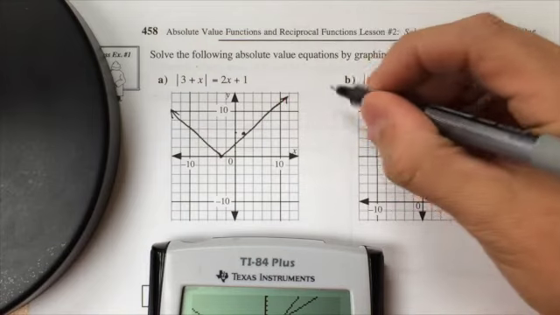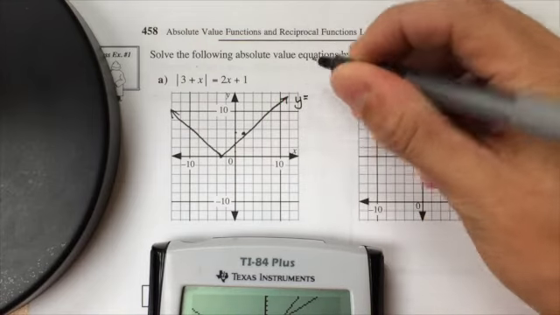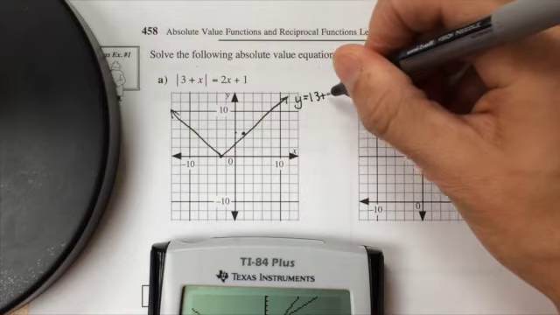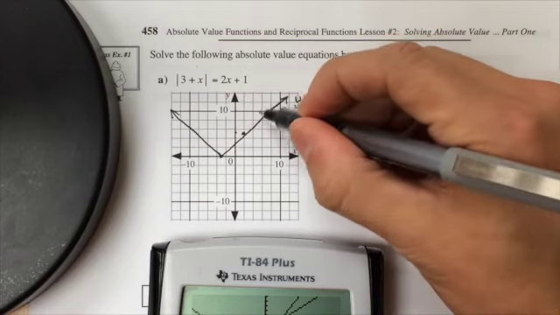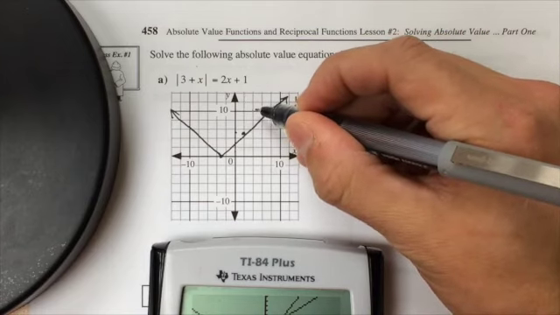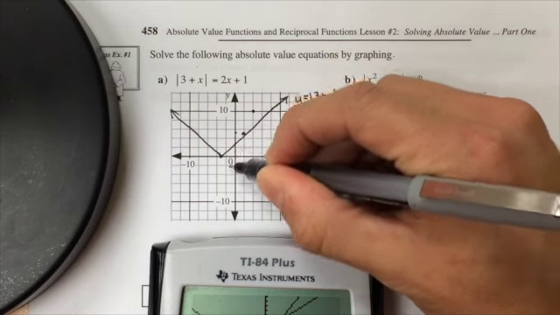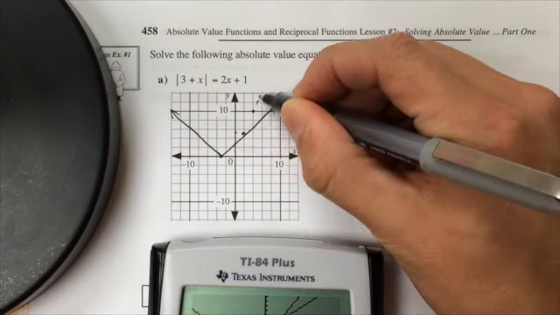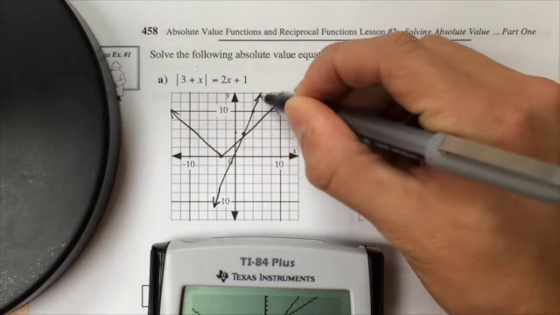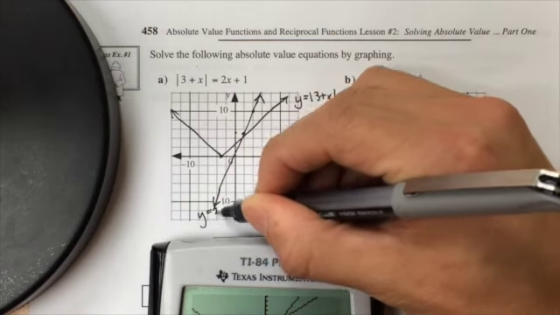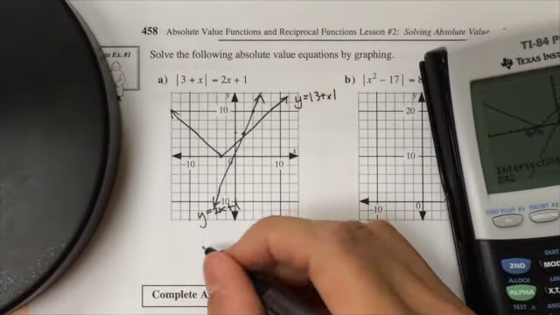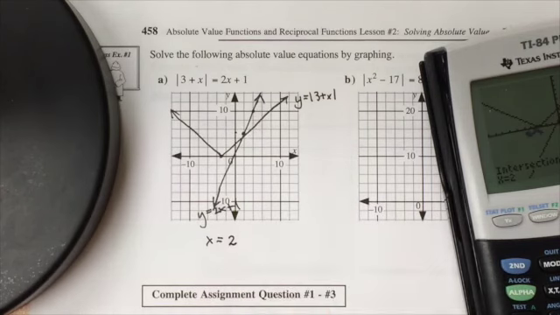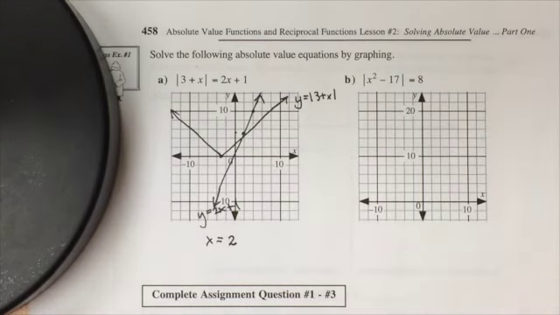And then my other line, so this was my absolute value function of y is equal to the absolute value of 3 plus x. And then my second line was 2x plus 1, and that looks something like this. So this is y is equal to 2x plus 1. Now, when we figured out what the intersection was, we got a value of x is equal to 2. That's where the two graphs intersected each other. Now, let's look at this next one.